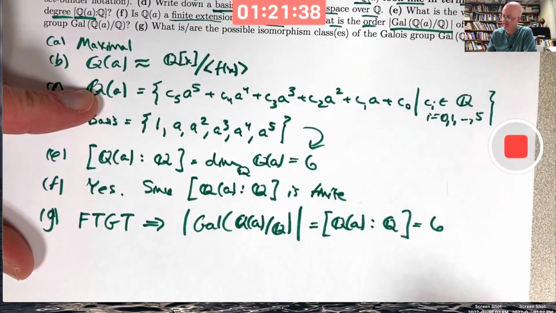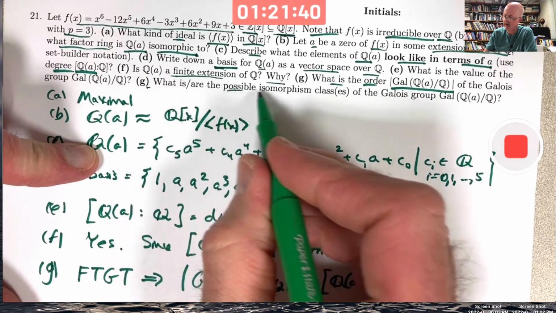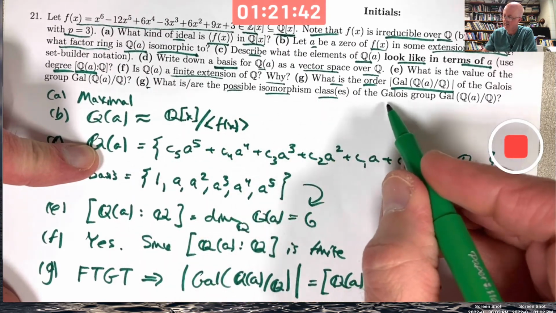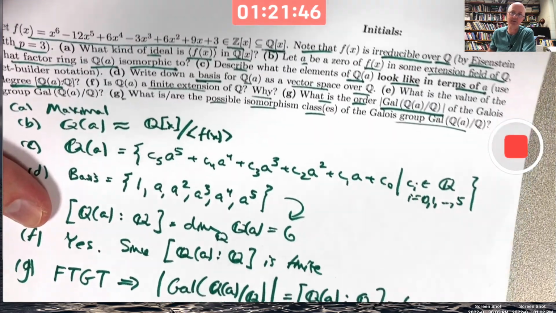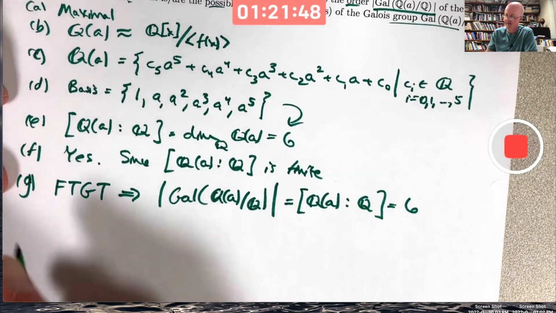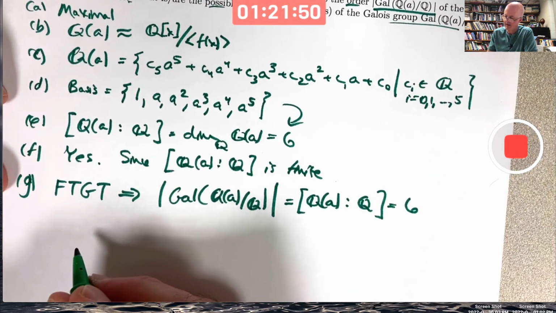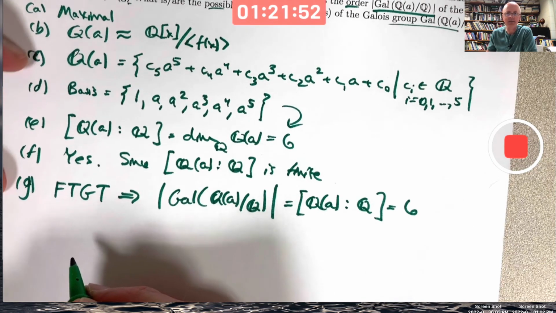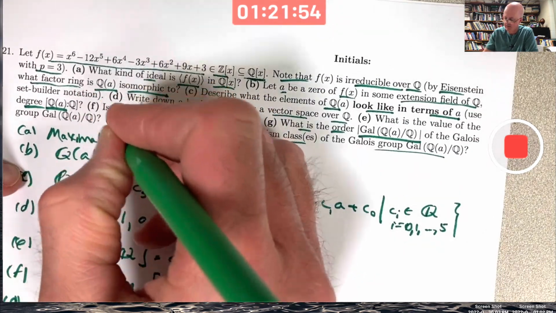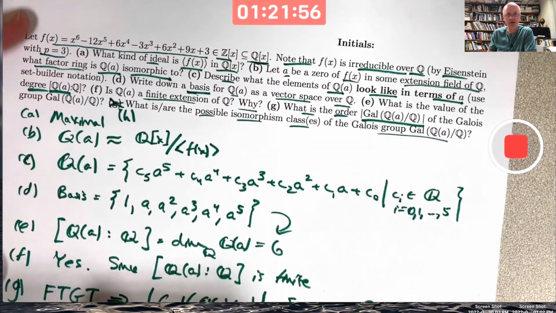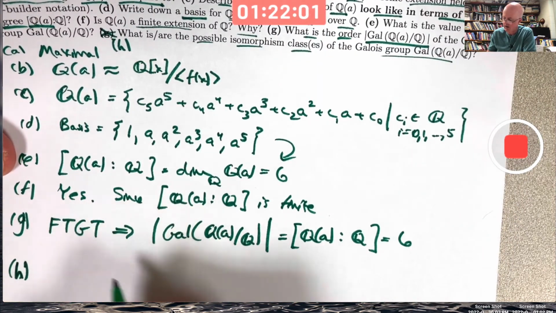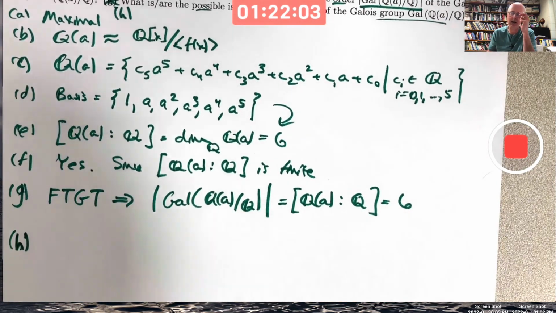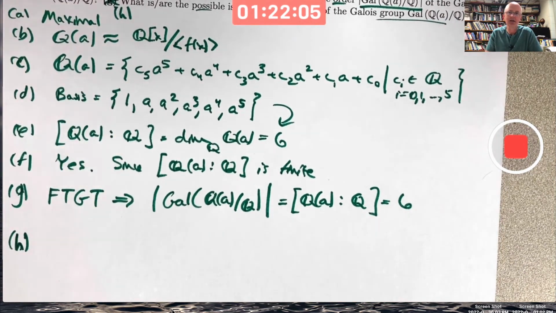There's 6 elements. What possible isomorphism classes are there for the Galois group? Then you've got to know a theorem about classifying finite groups. I guess that's part H. Sorry, that's a typo. Part H, what are the possible isomorphism classes? Since the Galois group has order 6, you've got to know how to classify groups of order 6. And there's only 2 possibilities.